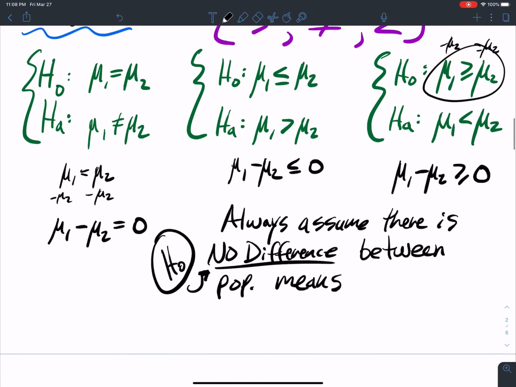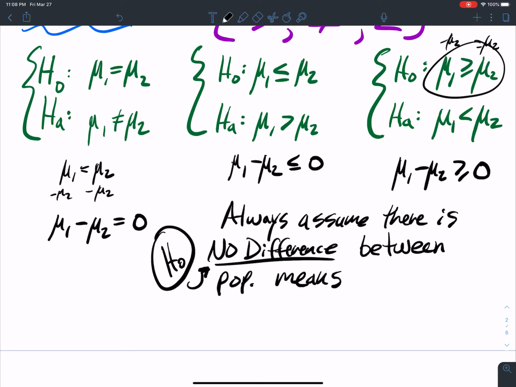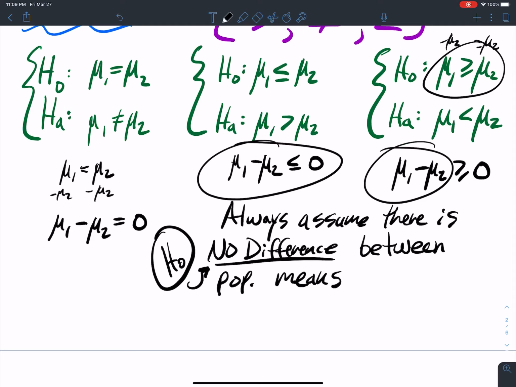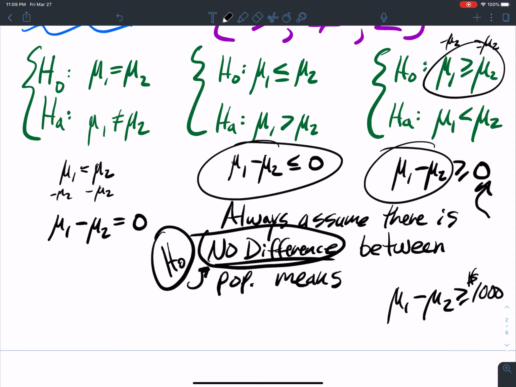If we were asking something like that, then your problem would not be mu1 minus mu2 less than or equal to 0, or mu1 minus mu2 greater than or equal to 0. It would be like mu1 minus mu2 greater than or equal to $1,000, okay? So that would be the test, all right? But since it's 0, all we're doing is testing to see, is there a difference, yes or no, okay?